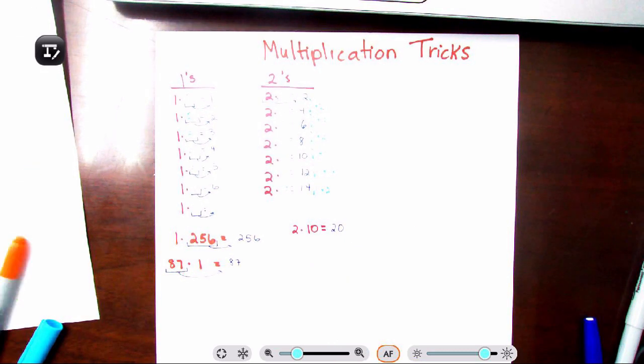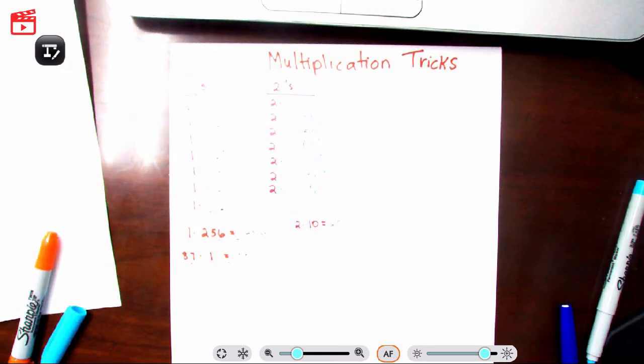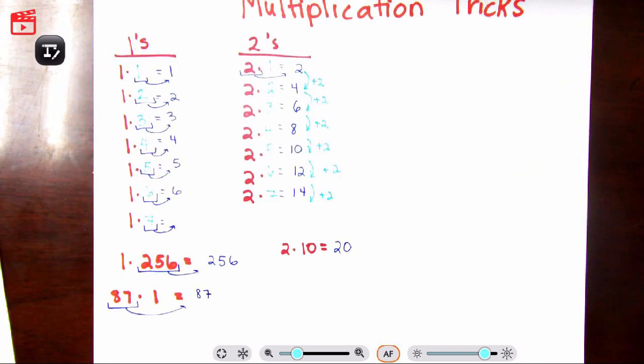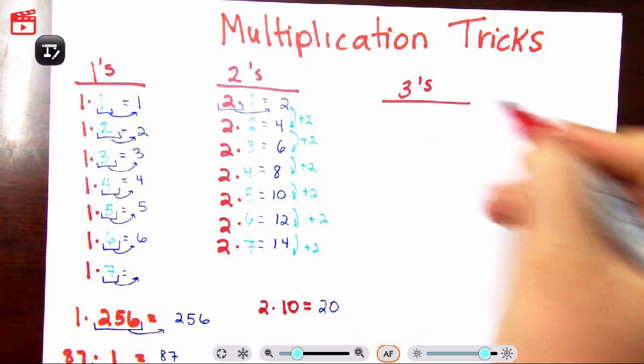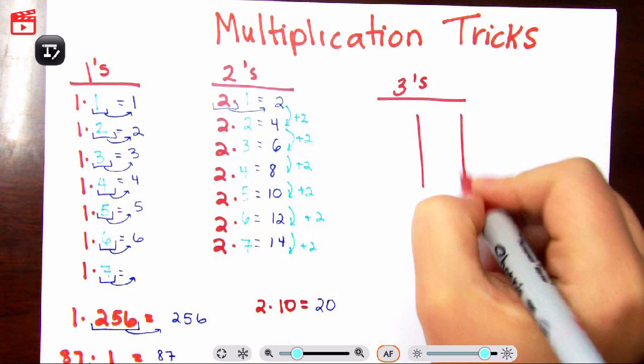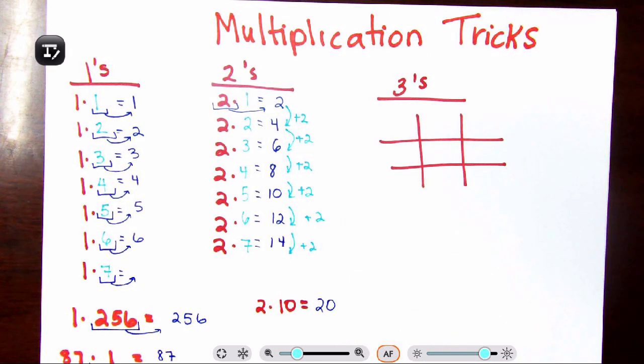All right, so here's the trick for number 3s. The number 3 trick is pretty cool. I personally think so. So for threes, you're going to make this chart graph, 2 lines, 2 lines. To me, this is the XO chart, when you play XO, that's the chart that you have there.